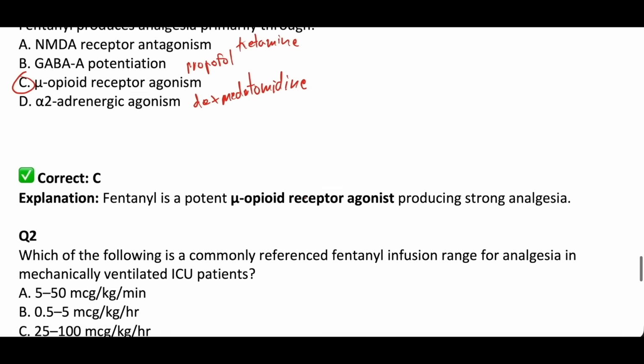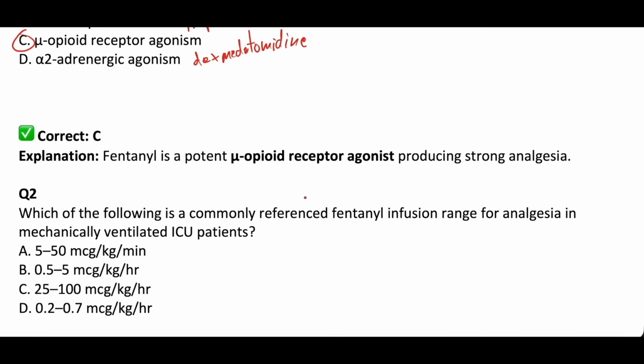All right, question 2. Which of the following is a commonly referenced fentanyl infusion range for analgesia in mechanically ventilated patients? A, 5 to 50 micrograms per kilogram per minute. B, 0.5 to 5 micrograms per kilogram per hour. C, 25 to 100 micrograms per kilogram per hour. Or D, 0.2 to 0.7 micrograms per kilogram per hour.